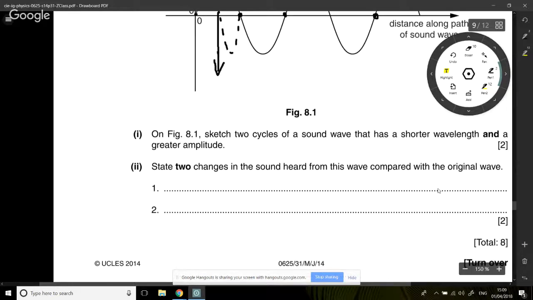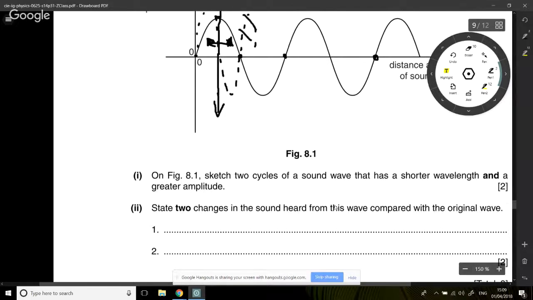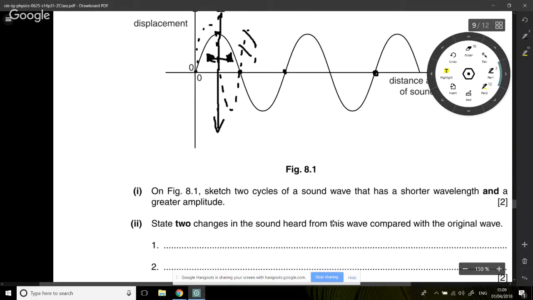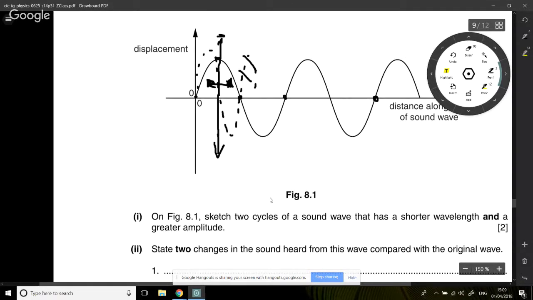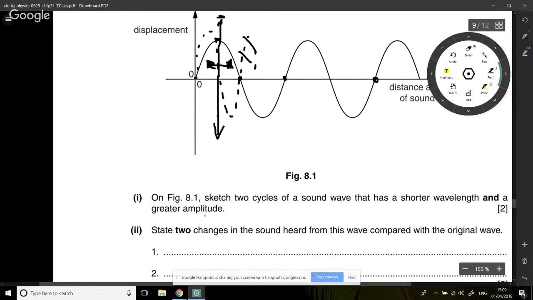And then it says, how would the sound change because of the increased amplitude and the shorter wavelength? Basically, it would have a higher pitch for the shorter wavelength, or higher frequency. So words can be used interchangeably. And it'll be louder because of an increased amplitude.